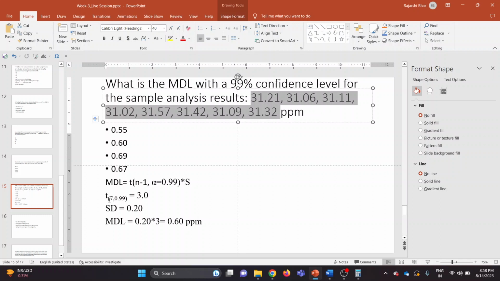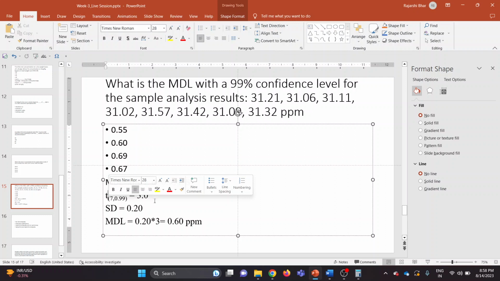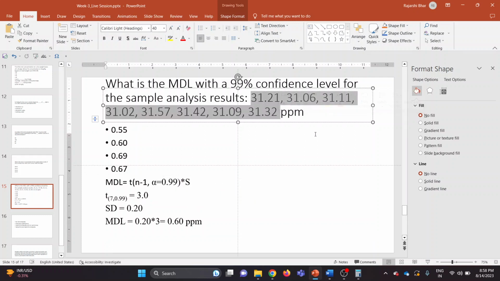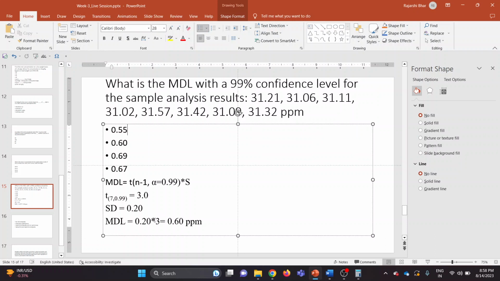So the T value, you can get this from the T table, for 7 comma 0.99 is 3. Standard deviation you have to calculate for these readings, which comes out to be 0.2, and then the method detection limit is T value multiplied by standard deviation, which is 0.6 ppm.